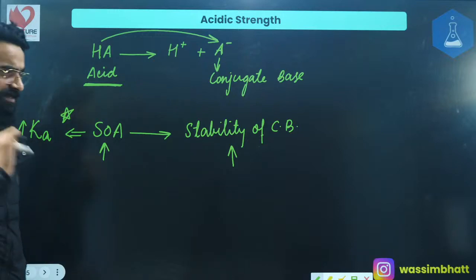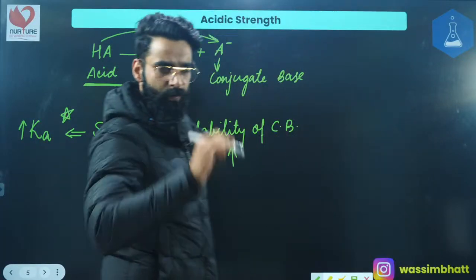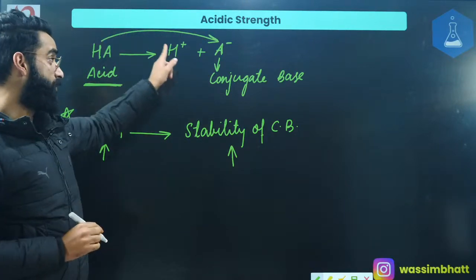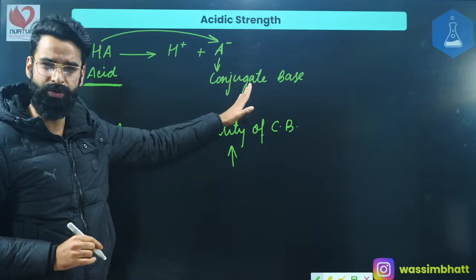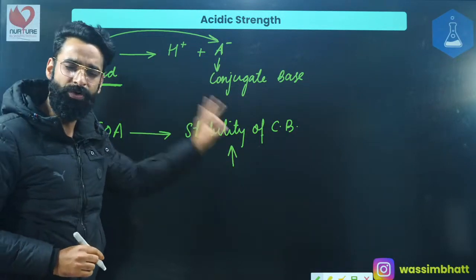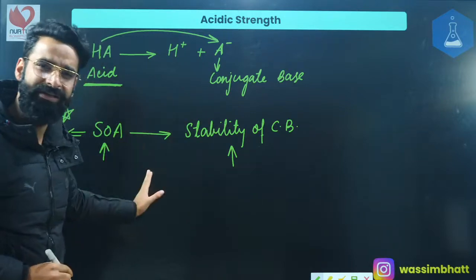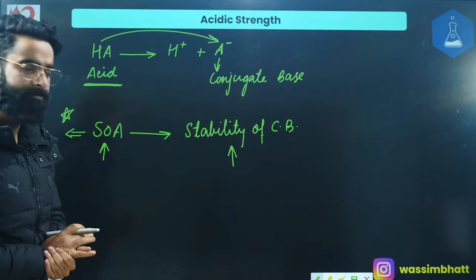Okay, this is one of the simplest statements which I want every one of you to take a note of. An acid, after the donation of H positive, gets converted into A negative. This A negative is what I call the conjugate base. Strength of acid depends on the stability of the conjugate base. The more stable the conjugate base, the stronger the acid, and the more the value of Ka. As simple as that, okay?